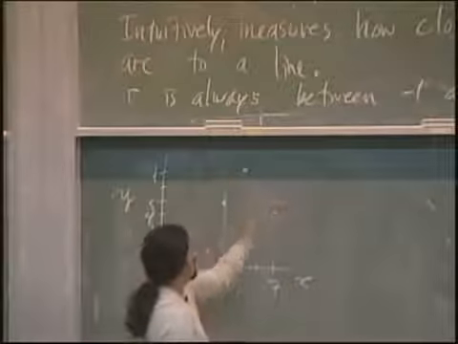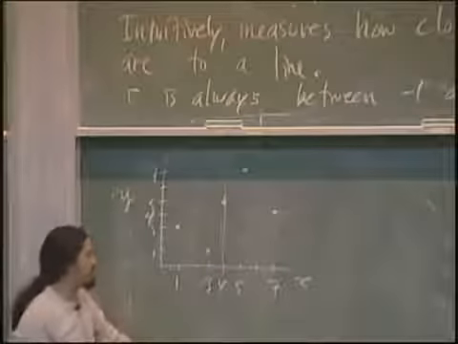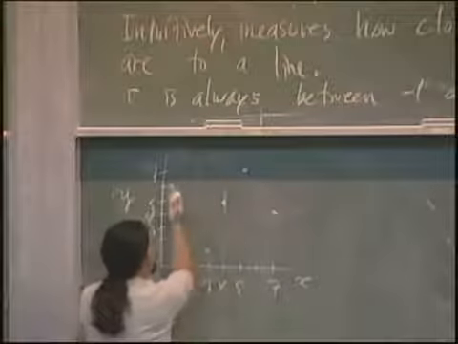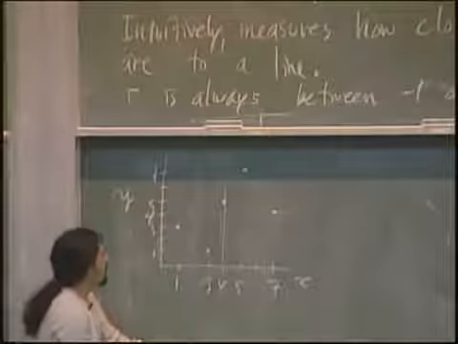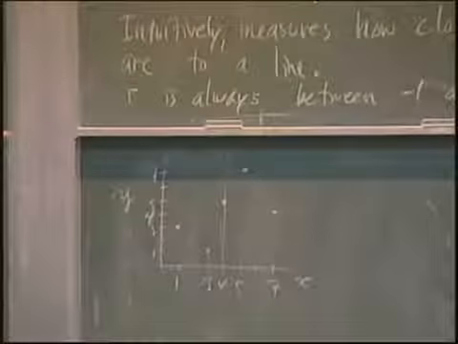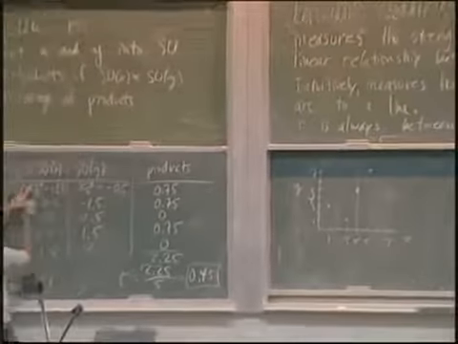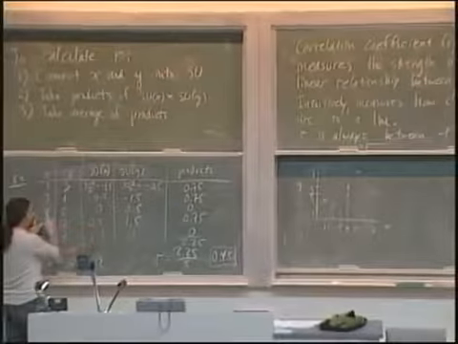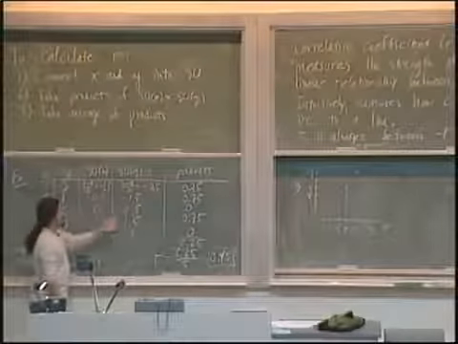Everything to the right of this line is above average for x. If it's above average for x, it has to be positive in standard units for x. If it's to the left of that line, it's going to be negative in standard units for x. Okay? So we're taking the product of the standard units. Right? So 1 and 3 are to the left of the line. They're negative in standard units. 5 and 7 are above average, so they're positive in standard units. 4 is right at the average, so it's 0. And then we're going to multiply that by the standard units of y.